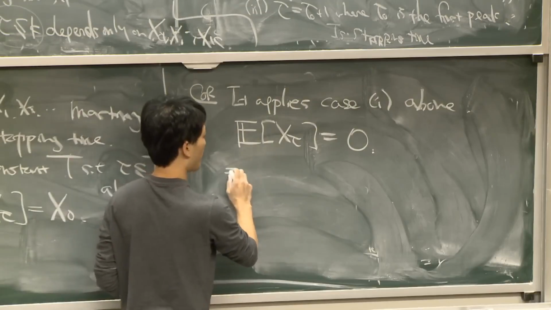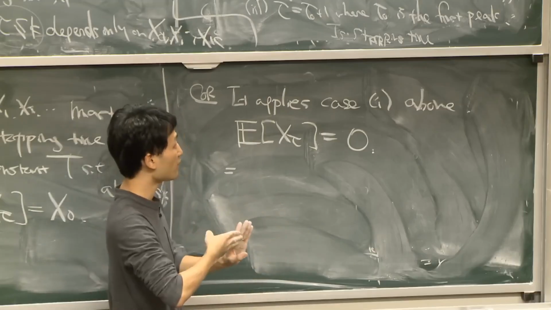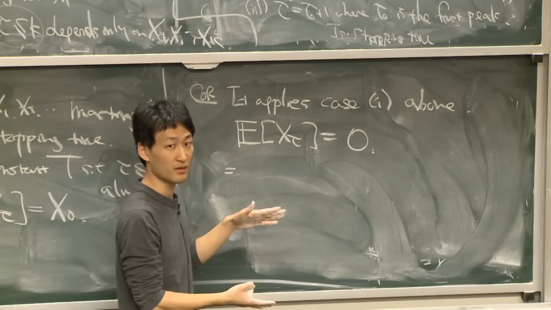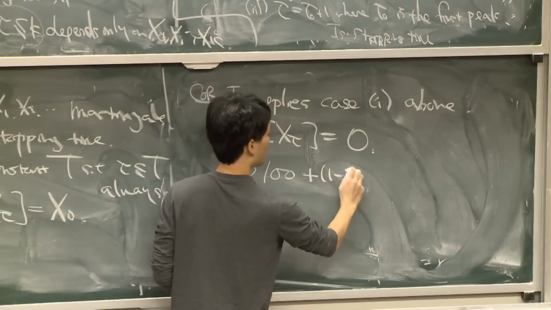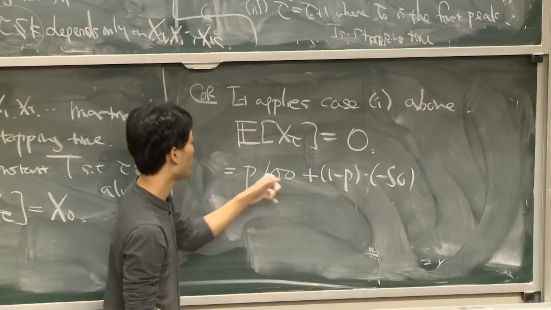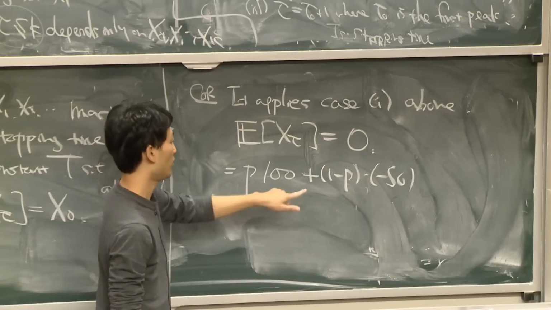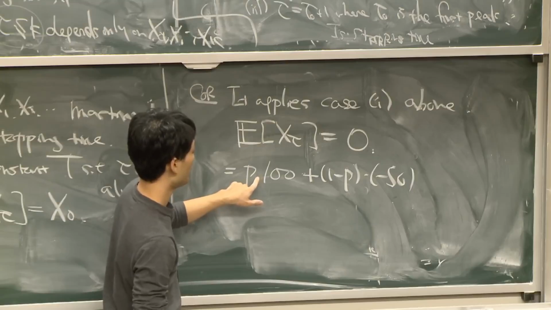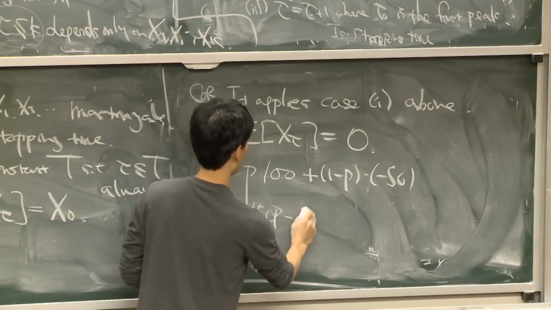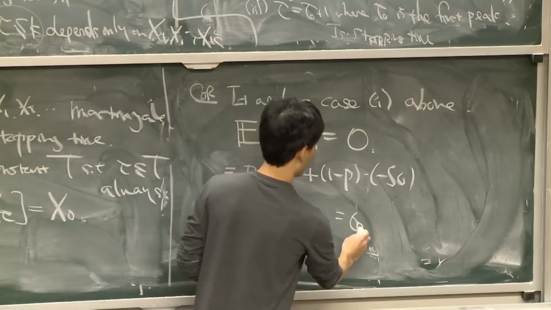But x at tau is either 100 or negative 50, because you're always going to stop at the first time where you either hit $100 or minus $50. So the expectation is 100 times some probability p plus 1 minus p times minus 50. There's some probability that you stop at 100, and with all the rest, you're going to stop at minus 50. Set it equal to 0. It's 150p minus 50 equals 0. So p is 1/3. And if you remember, that was exactly the computation we got. So that's just a neat application.